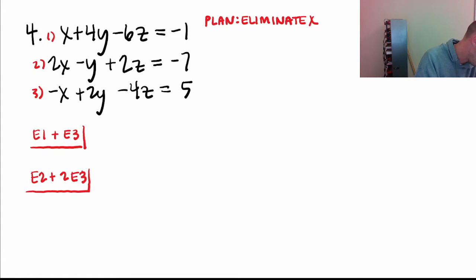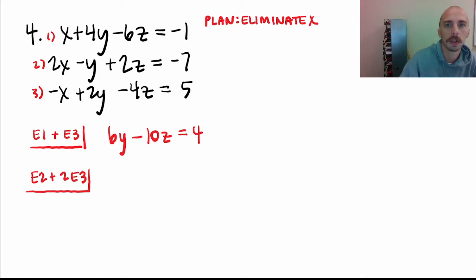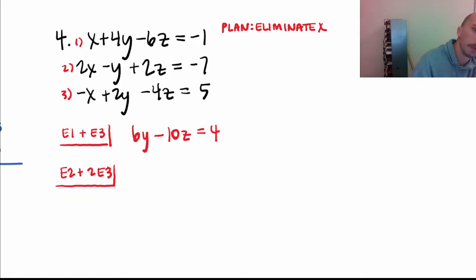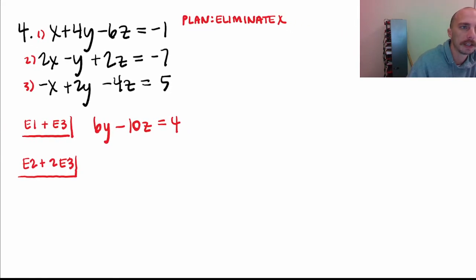I think I can do equation 1 plus equation 3, right? Because x plus negative x is 0. 4y plus 2y is 6y. Negative 6z minus 4z is negative 10z. And then I'll add these two things together, negative 1 and positive 5, and I'll get 4. Okay, that's fine. I think we can do that without rewriting the 2 equations. But equation 2 plus 2 of equation 3, that's something we might need to be careful with.